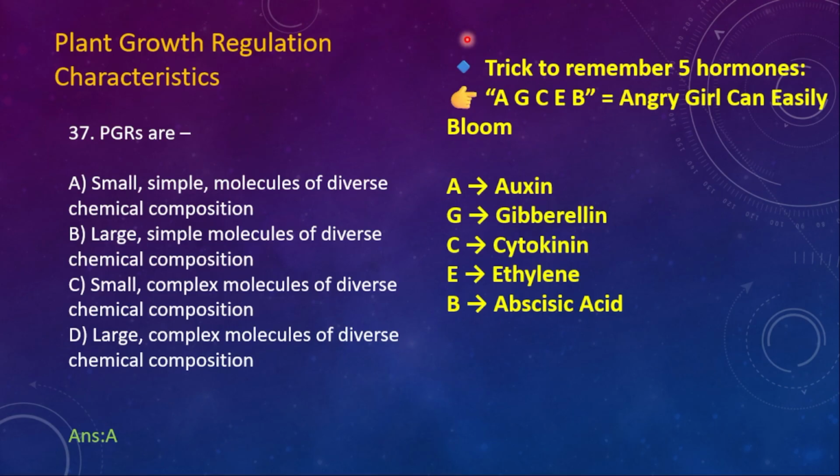So, trick to remember the hormones, that is PGRs, are AGCEB. Angry girl can easily bloom. Angry girl can easily bloom. A for Auxin, G for Gibberellin, C for Cytokinin, E for Ethylene, B for abscisic acid. From these 5 hormones, you will definitely get 1 to 2 questions. At least you will get 1 question, that is 100% sure.